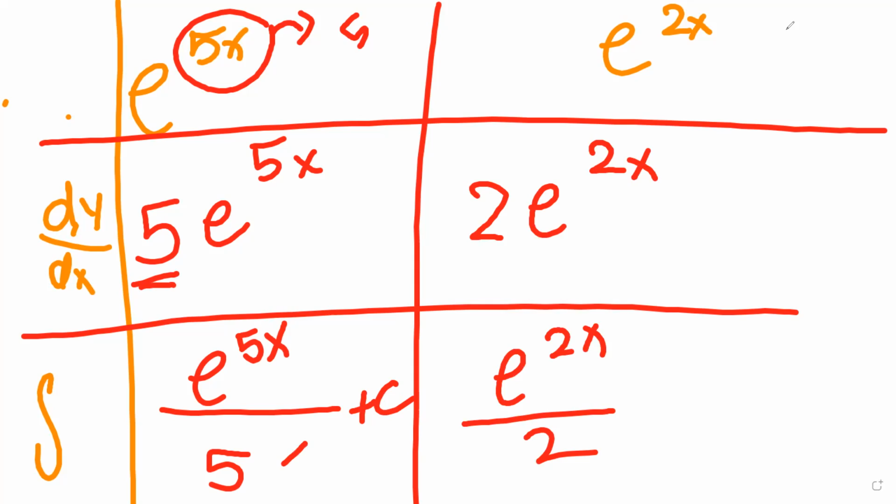If you have e to the power 5x, for the derivative, we multiply by the derivative of the power, and for the integration, you divide e to the power 5x by the derivative of the power. Is it clear? Yes, teacher.